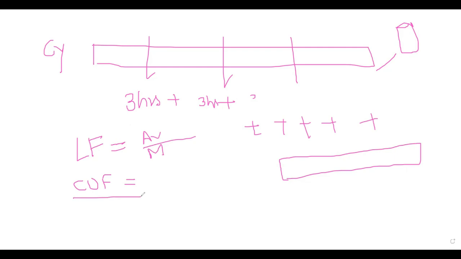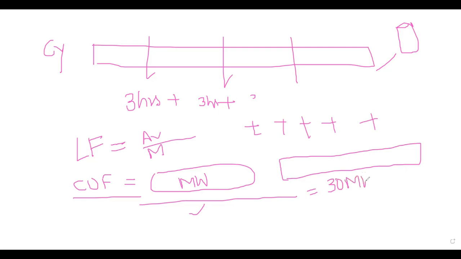And capacity utilization factor is how much megawatt you are generating from the solar plant, relative to the installed capacity of the solar plant. Suppose for today I generated only 30 megawatt from 100 megawatt. So the capacity utilization factor is 30%. On average, you can see it for a whole period of time. So that gives you the CUF, capacity utilization factor.